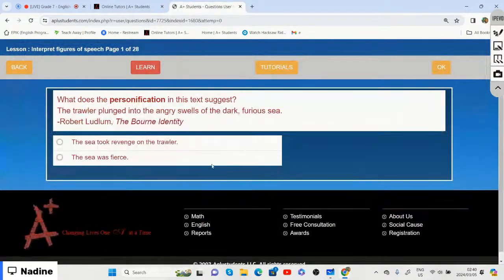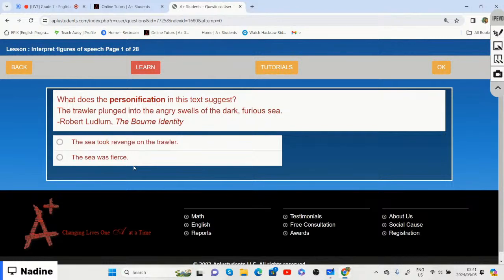Let's go to our test, right? Where we can interpret figure of speech by starting by saying, what does the personification in this text suggest? So we're going to say what the personification within this text suggests. And a personification is a figure of speech that gives human qualities to non-human things, right?